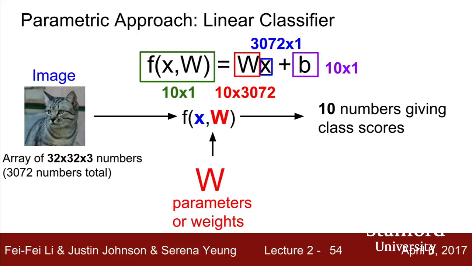Also, you'll typically see that we often add a bias term, which will be a constant vector of 10 elements that does not interact with the training data, and instead just gives us some sort of data-independent preferences for some classes over another. So you might imagine that if your data set was unbalanced and had many more cats than dogs, for example, then the bias element corresponding to cat would be higher than the other ones.